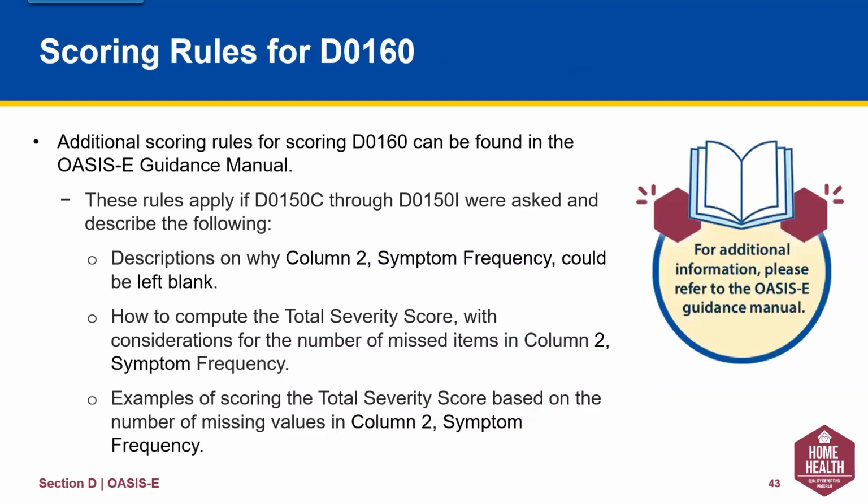Additional scoring rules for D0160 can be found in the OASIS-E guidance manual. These rules apply if D0150C through D0150I were asked and describe the following: descriptions on why column 2 symptom frequency could be left blank, how to compute the total severity score with considerations for the number of missed items in column 2 symptom frequency, and also examples of scoring the total severity score based on the number of missing values in column 2 symptom frequency. And so we invite you to review that guidance for specific instructions regarding these scenarios.